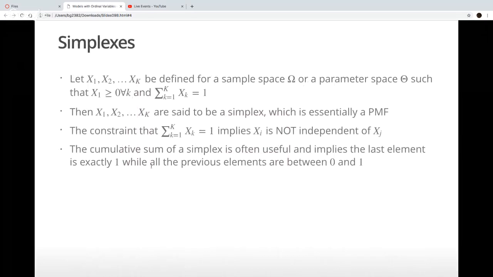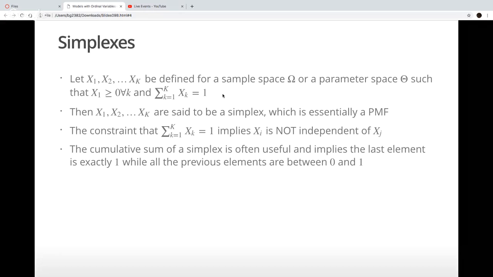Anyway, we'll see how that looks before getting some more terminology. So we have K random variables that may be defined on a sample space if they're observable, or a parameter space if they're not observable, such that each of them, that should be x_k there instead of just x_1, is non-negative and they add up to 1. Those variables are said to form a simplex. And so a simplex is basically a probability mass function, or it satisfies all the requirements for a probability mass function.